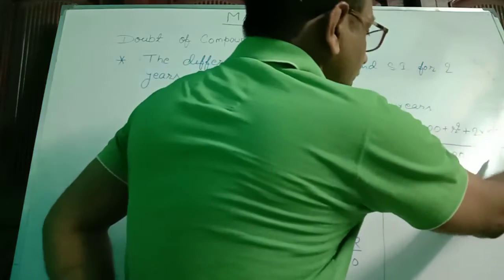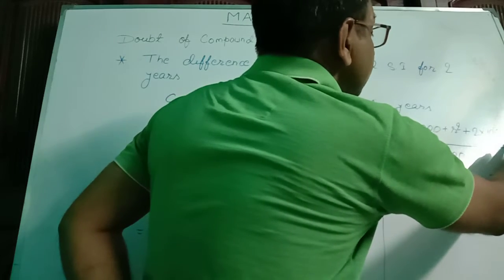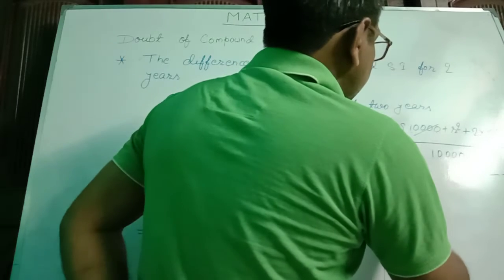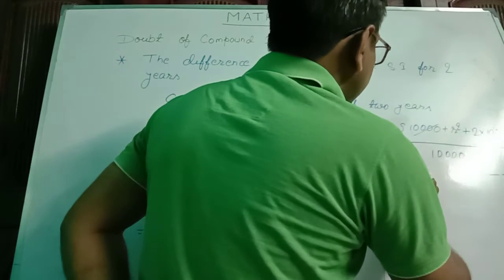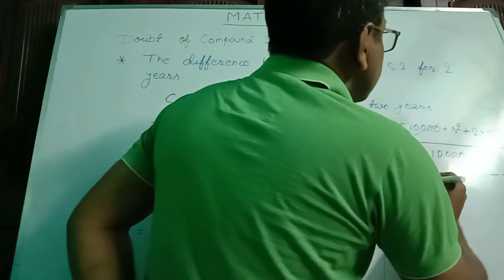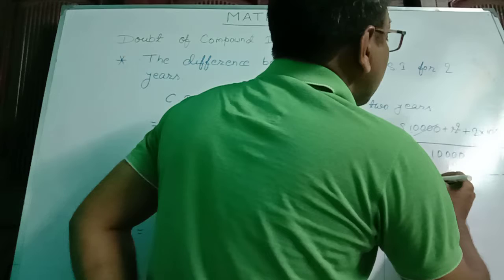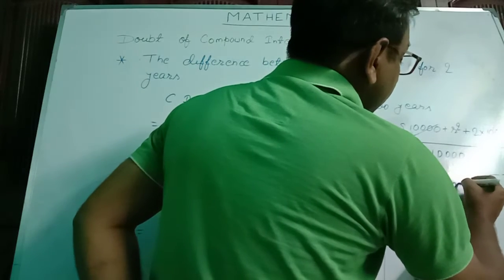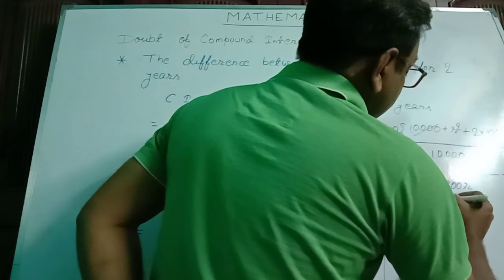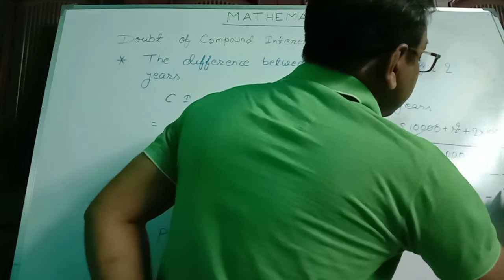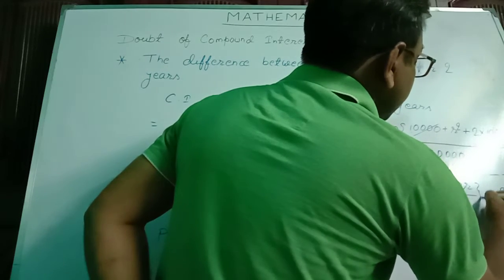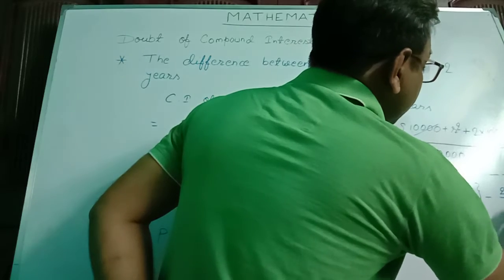So here we are seeing this is plus 10,000, this is minus 10,000, cancelled. So we have equal to P into (R square plus 200R) by 10,000, bracket closed, minus 2PR by 100.